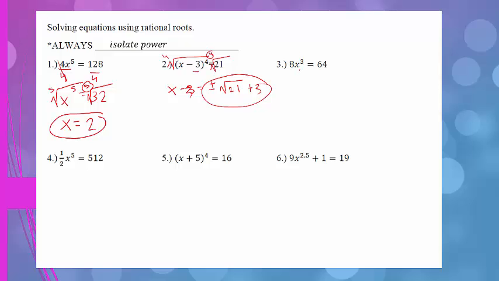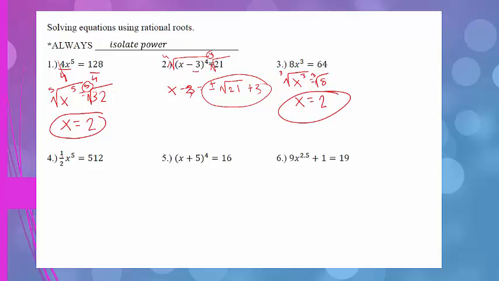Number 3 is more like number 1. 8 is not being cubed, so we're going to divide both sides by 8, and then we're going to take the cubed root of each side. There is one number cubed that gets 8, and it is 2.